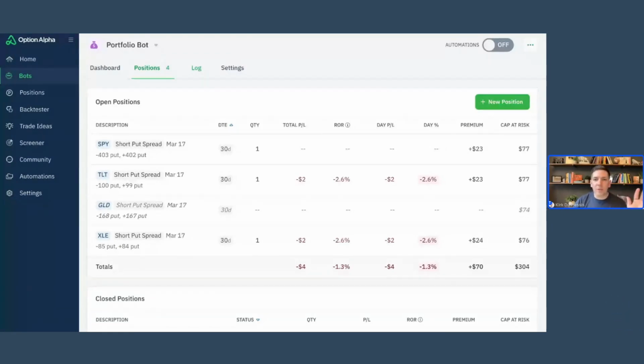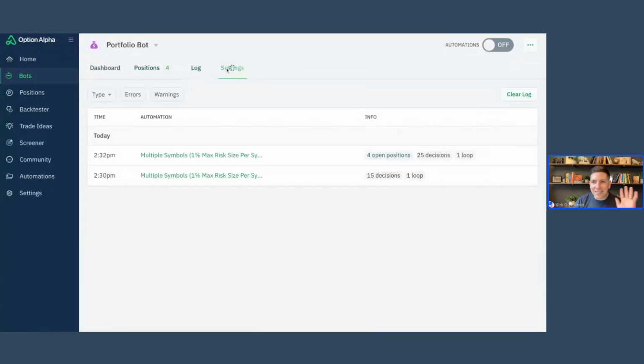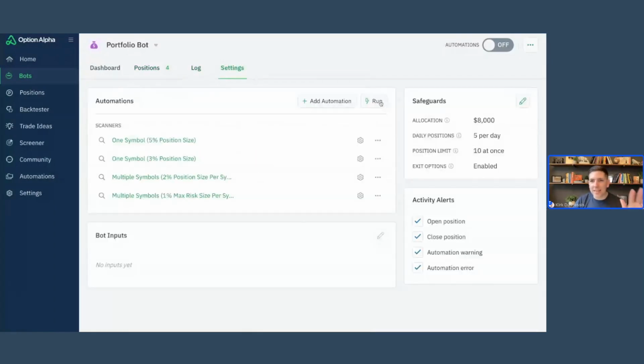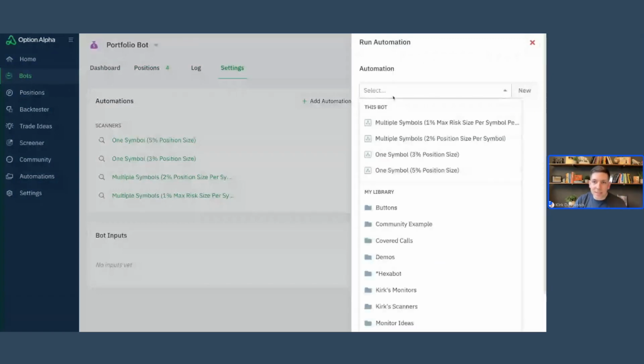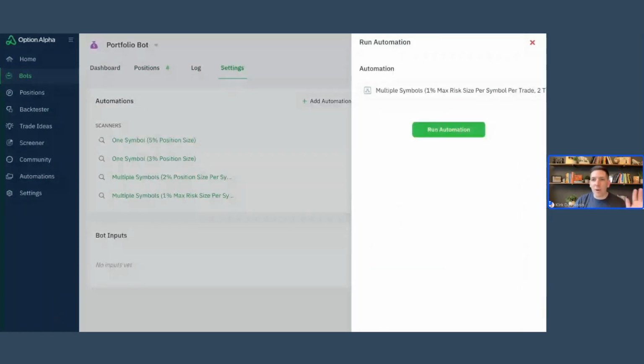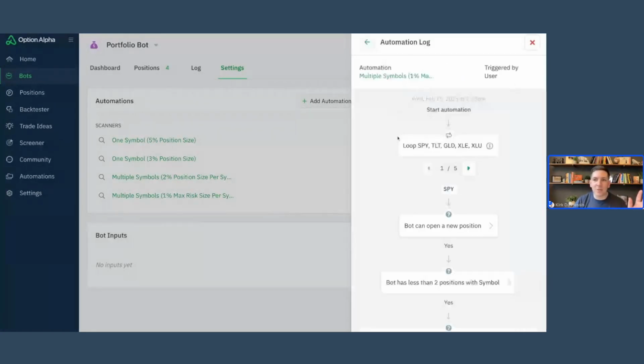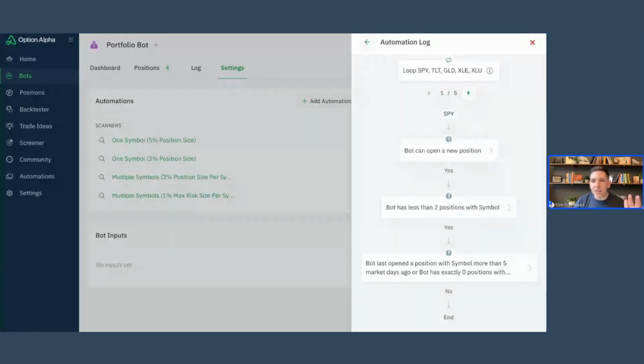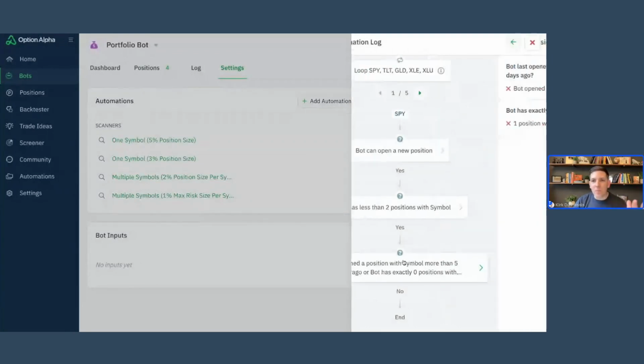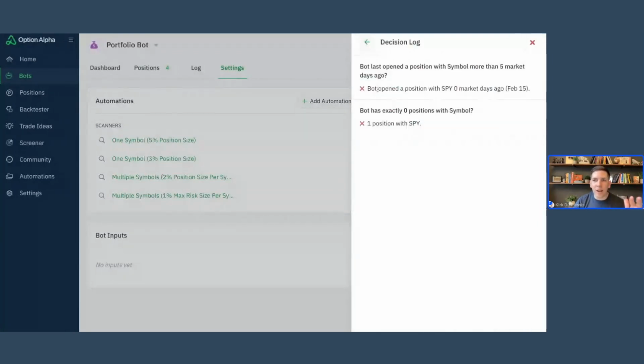So now what I'm going to do is go back here again, and run that same automation again. Same automation. Because it's a scanner, it'll keep running. So if I run this again, now what should happen for some of these positions or some of these symbols? They should stop because the bot did not open a position more than 5 days ago.